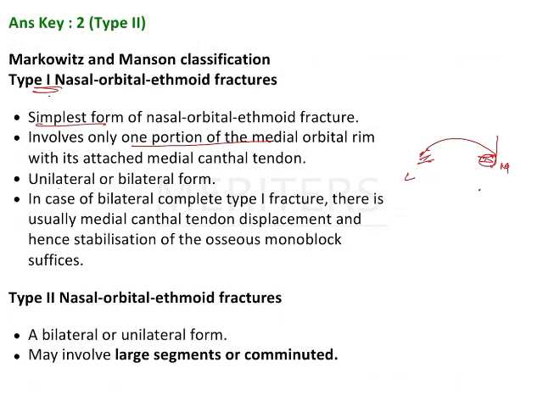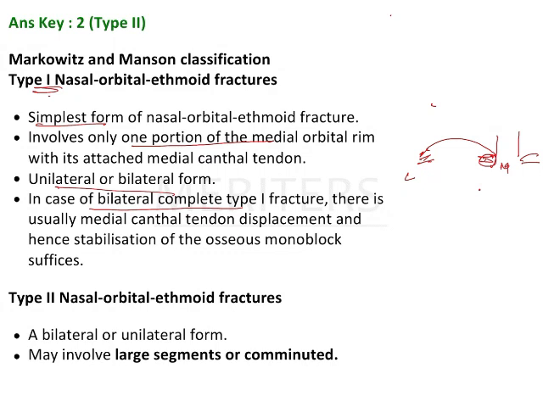It may be unilateral or bilateral, in the sense that it can occur only on one side or on either side. Lastly, in case of bilateral complete type 1 fracture, there is usually no medial canthal tendon displacement and hence stabilization of the osseous monoblock suffices. It's okay even if you don't go through this.